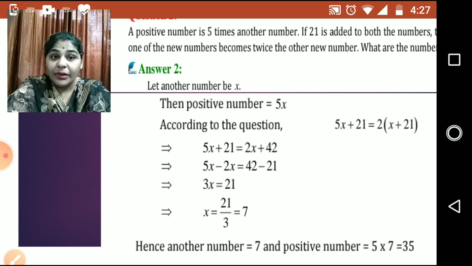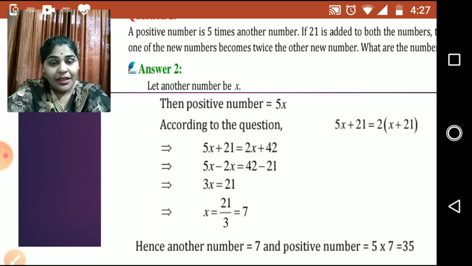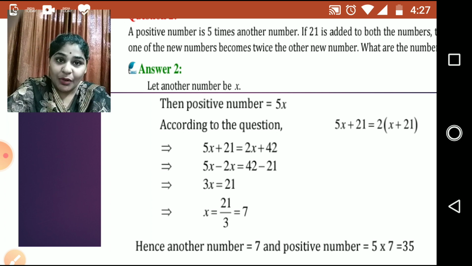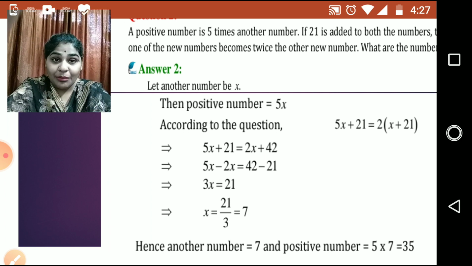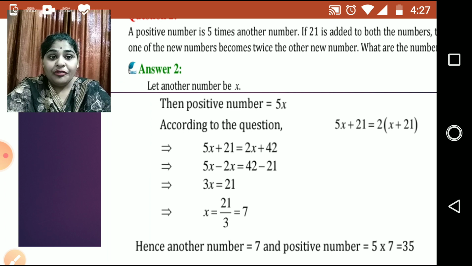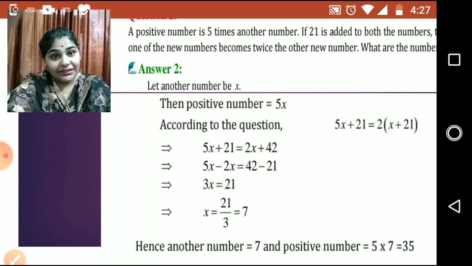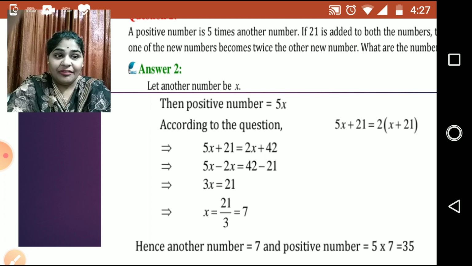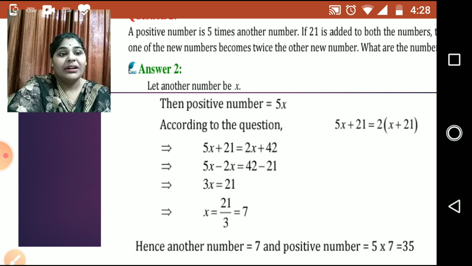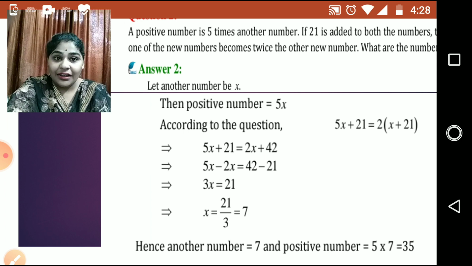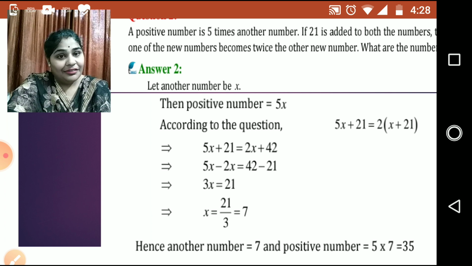And the positive number, what are the numbers? We have to find both the numbers, another number as well as the positive number. So positive number is equal to 5x, that is 5 into 7, substituting the value of x. So 5 into 7 is equal to 35. So 7 and 35 are the two numbers, that is 7 is the another number and 35 is the positive number, right?